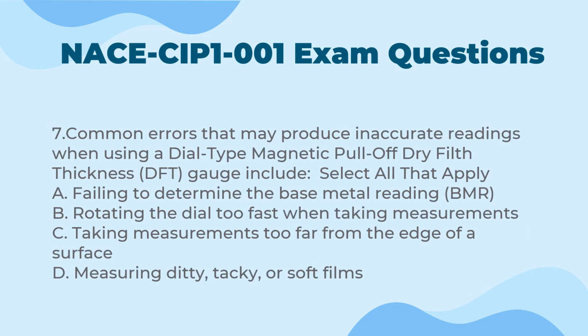7. Common errors that may produce inaccurate readings when using a dial-type magnetic pull-off dry film thickness (DFT) gauge include, select all that apply: A. Failing to determine the base metal reading (BMR). B. Rotating the dial too fast when taking measurements. C. Taking measurements too far from the edge of a surface. D. Measuring dirty, tacky, or soft films.